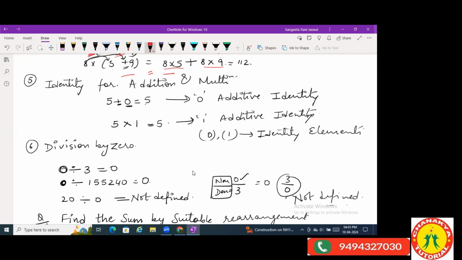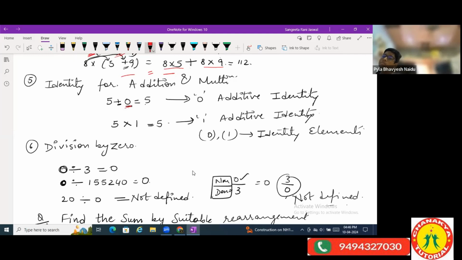It has not become something else, it's 5 only. It did not become -5. It did not become 6. It did not become 7. It remained 5 only. So that number with which I added it is called additive identity. That is, here 0 is the additive identity. Right? Are you understanding? Yes, ma'am.